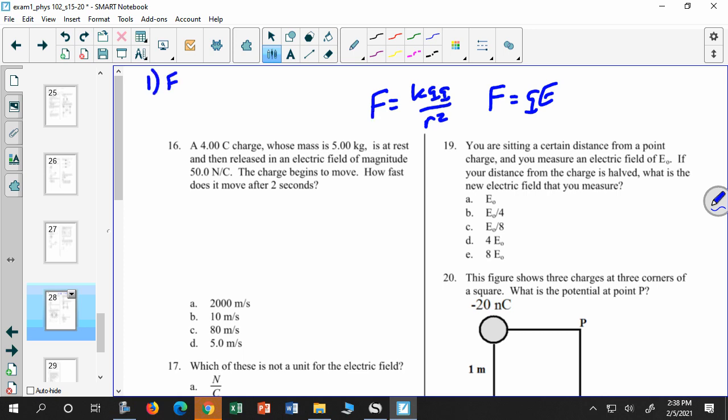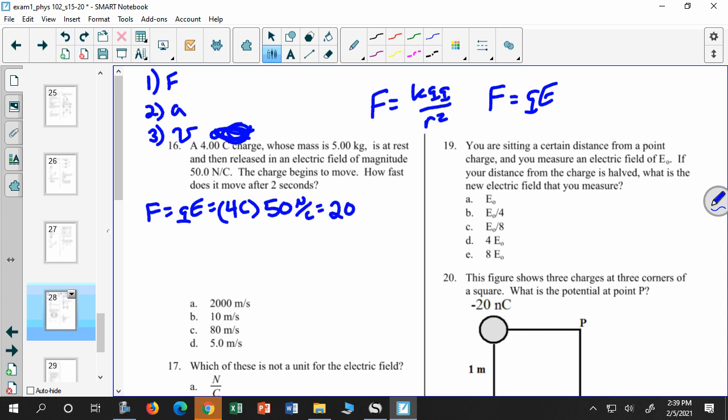1, find the force. 2, find the acceleration, and then 3, find the velocity or the displacement. It's going to be the velocity, though, if you have one of these. So the first step is to find the force. The force is equal to q times E. This is a 4 Coulomb charge with a 50 Newton per Coulomb electric field. So it's 200 newtons. Now these numbers don't make any sense at all. That's really a really big electric force.